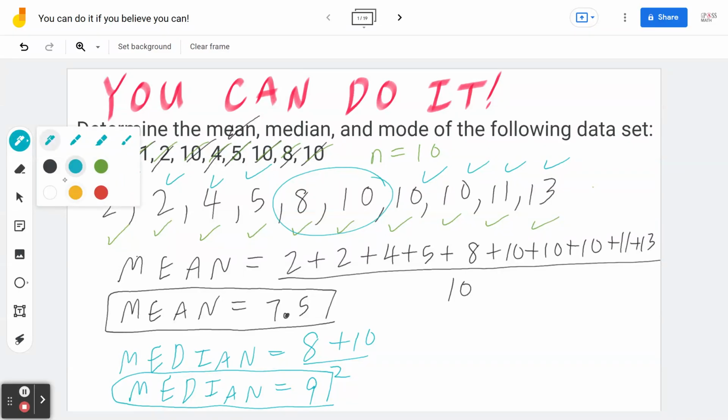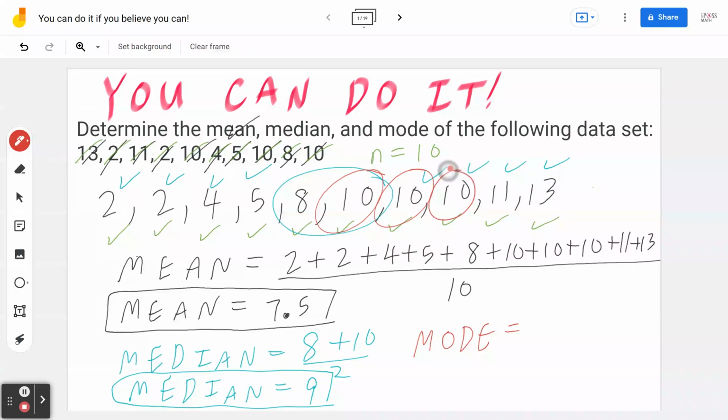Last but not least, what about the mode? Mode means the number you see the most frequent. And by inspection, there's 10, 10, 10 occurring 3 times, which is more frequent than any other numbers from the data set. So the mode is going to be 10. So again, to summarize this, the mean, median, and mode are 7.5, 9, and 10 respectively.